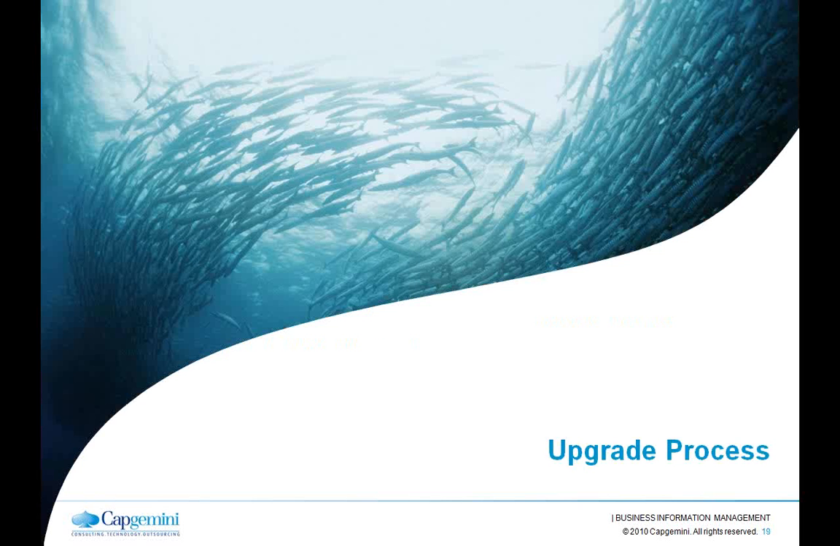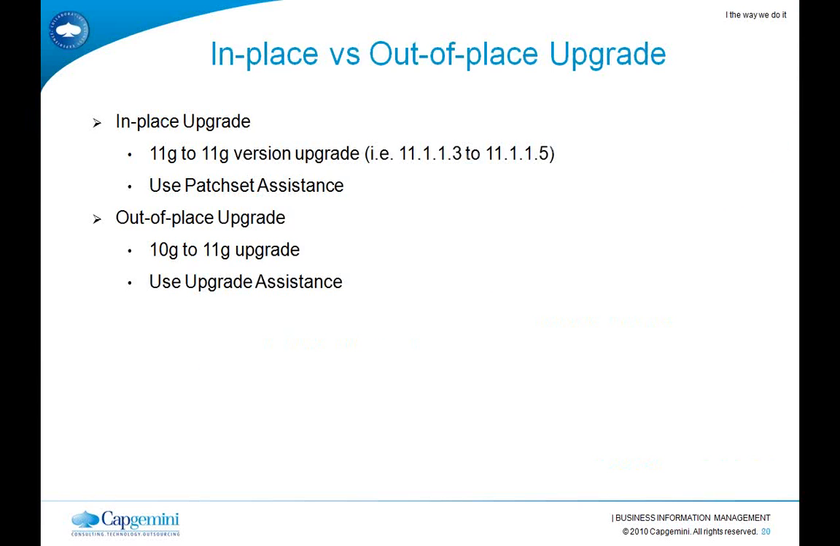So let's look at what the upgrade process itself is actually doing. We've got two aspects: one is an in-place upgrade and the other is an out-of-place upgrade. What they're talking about here is if you are, say, on a current 11G environment and you want to migrate to the next release, then you would use the patch set assistant rather than the upgrade assistant. The upgrade assistant is for a 10G to 11G upgrade, which is termed an out-of-place upgrade.